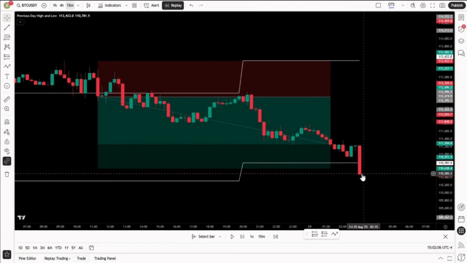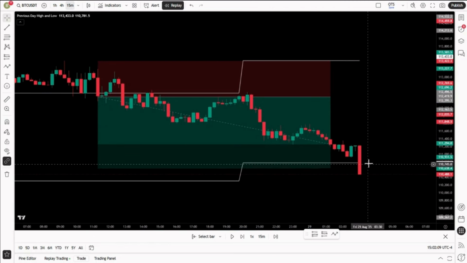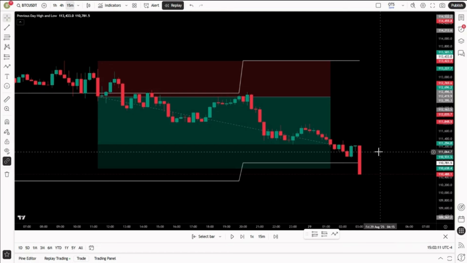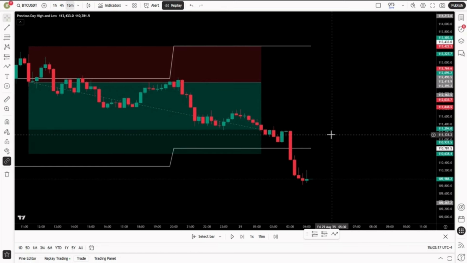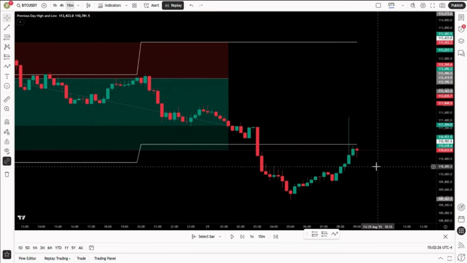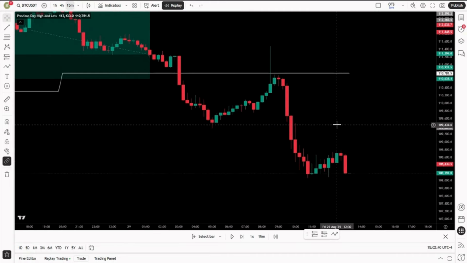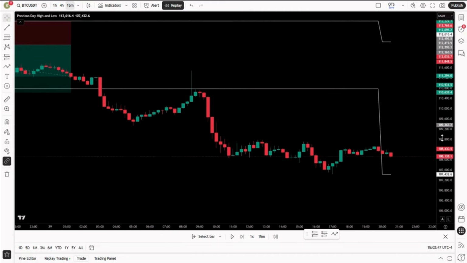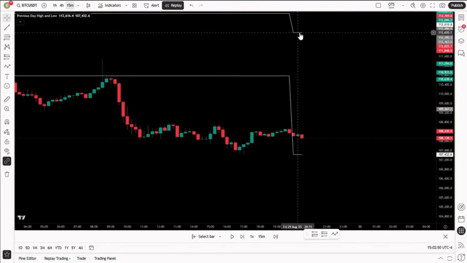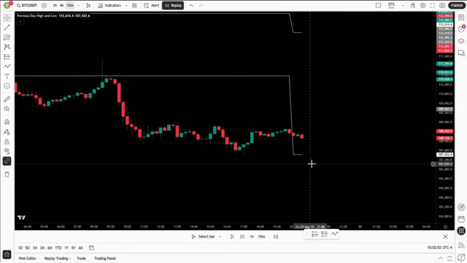Price took out the previous day low. Now, we will wait for price to reclaim the range so we can enter a long position. Now, we have a new trading day. This line marks the previous day's high and this one marks the previous day's low.